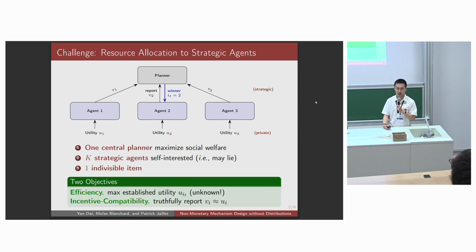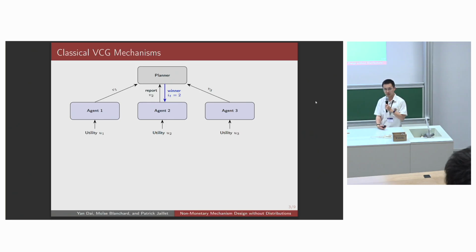The first objective is efficiency, saying that you need to really allocate this item to the agent who needs it the most. The second objective is how do you incentivize the agents to tell the truth? And these two objectives are interdependent on each other. Without incentive compatibility, if everyone just reports 100%, then there is no way you can make an efficient allocation. So what are the existing methods in the literature? There is something very classical, decades and decades old, called the VCG mechanism. It says that in this specific setup, let's run an auction.